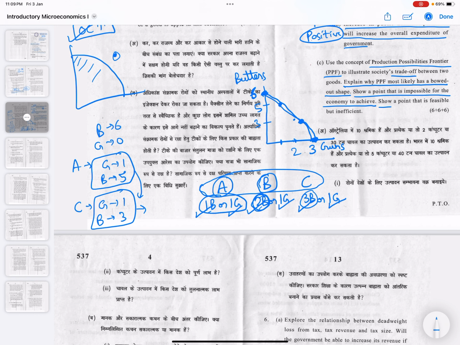Then we are supposed to show a point that is feasible but inefficient. So any point below the curve is achievable, but it is inefficient because there are some of the resources left which are not being utilized.